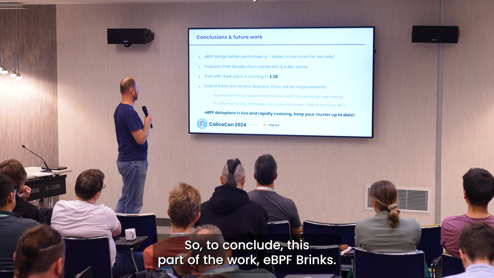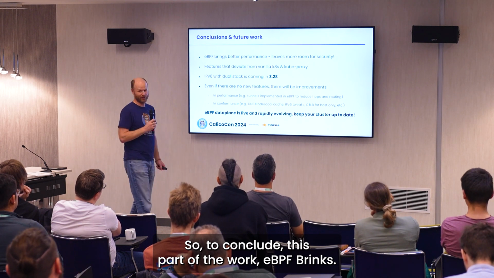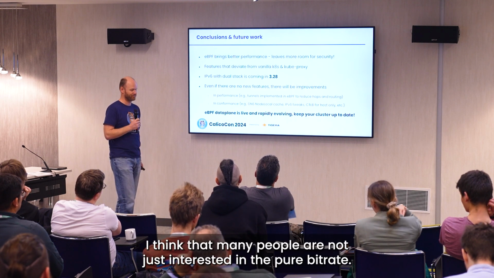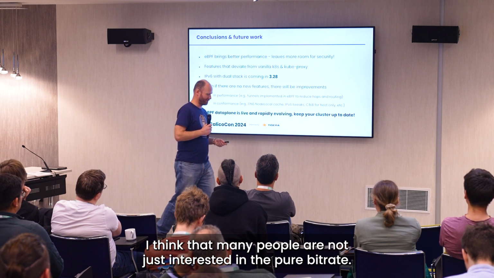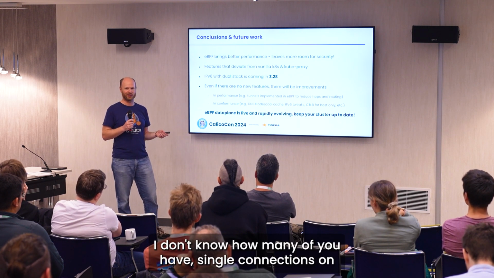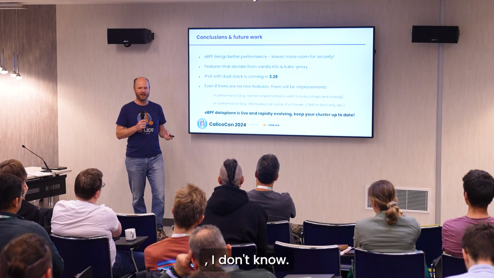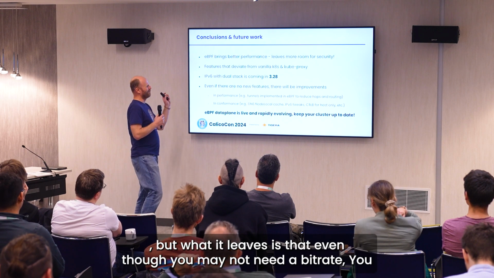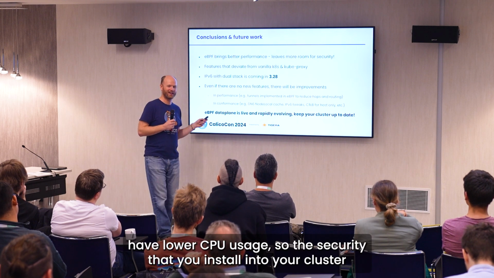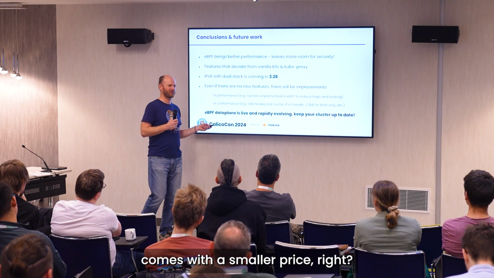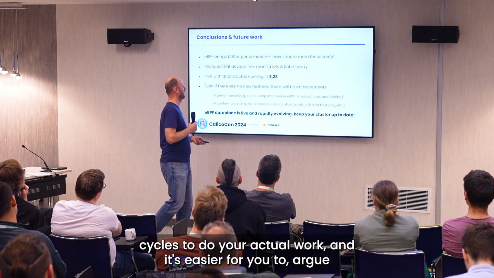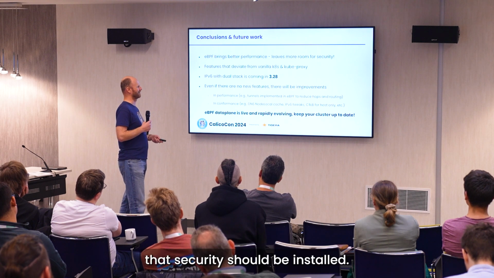So to conclude this part of the work, eBPF brings better performance, and it leaves more room for security. I think many people are not just interested in the pure bitrate. I don't know how many of you have single connections at 20 plus gigabits per second. But even though you may not need that bitrate, you have lower CPU usage. So the security that you install into your cluster comes with a smaller price, right? You don't need such a beefy machine. You have more cycles to do your actual work, and it's easier for you to argue that security should be installed.